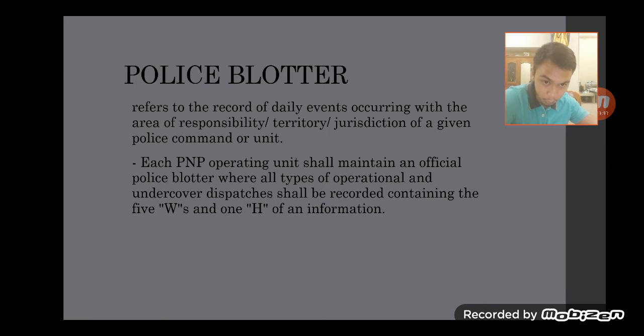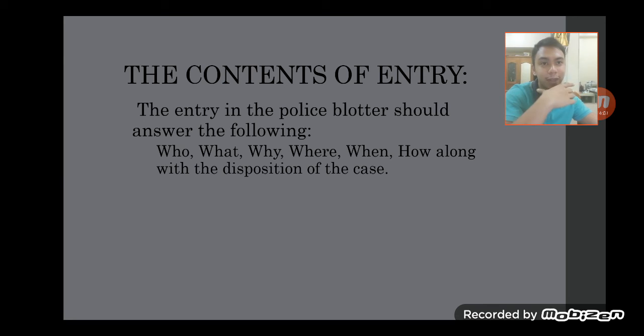So now let us discuss the contents of entry of a police blotter. The entry in the police blotter should answer the following: who, what, why, where, when, how, along with the disposition of the case. So the 5 W's and 1 H is the basic questions to be asked in order to obtain a full loaded information.